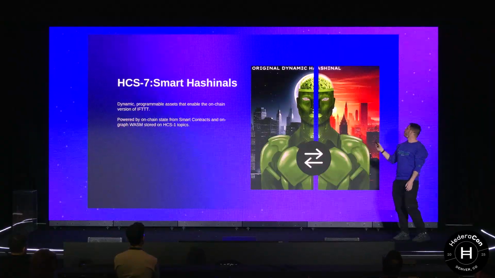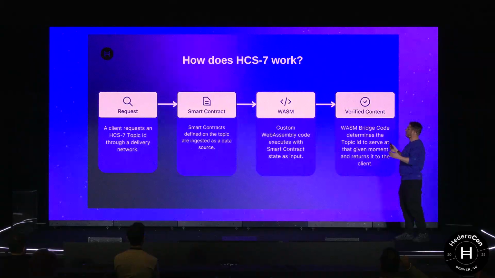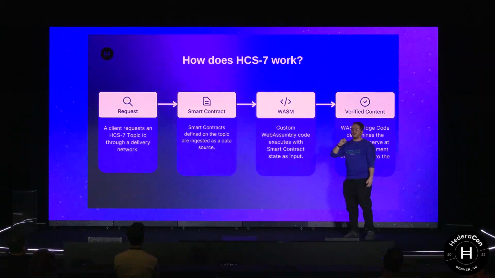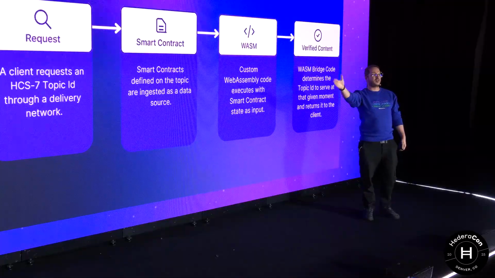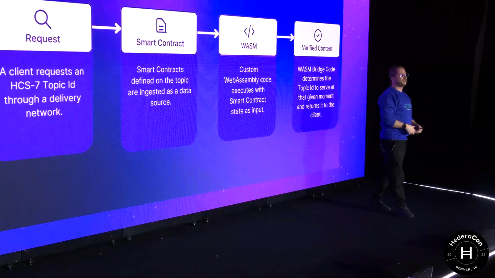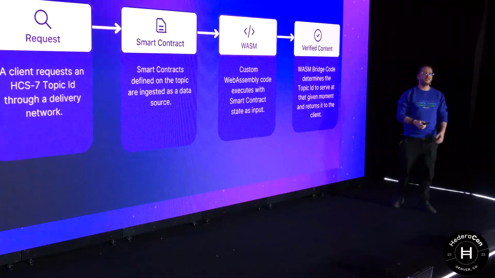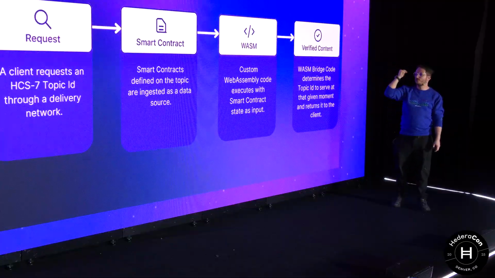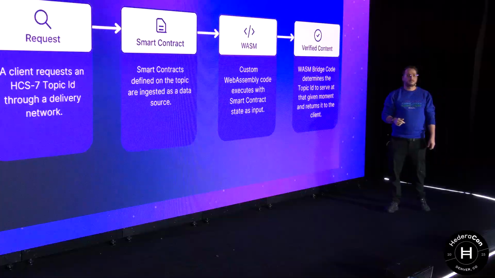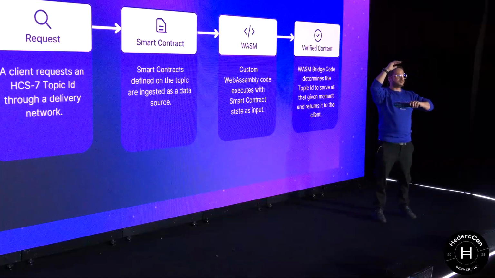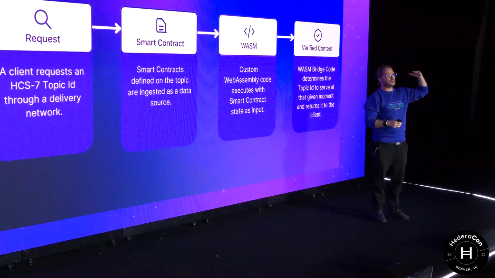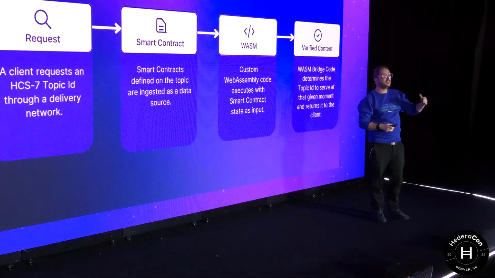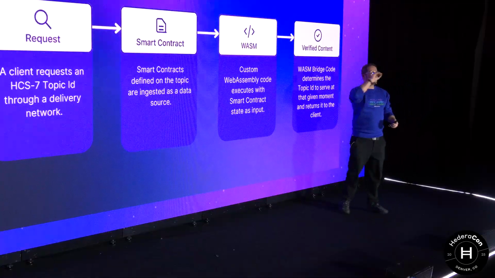We're getting into the weeds of it. So how does HCS7 work? Fundamentally, a client requests an HCS7 topic. Again, it's got its own custom memo, similar to HCS1. And it's able to say, okay, yeah, this is an HCS7 topic. Cool. And then, inside its configuration, we have this setup that says, call this smart contract to get this data, call this smart contract to get this data. So it retrieves this data from the smart contract.